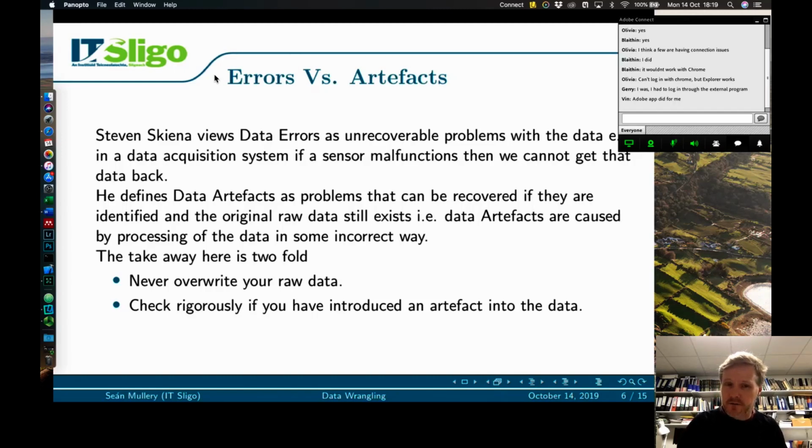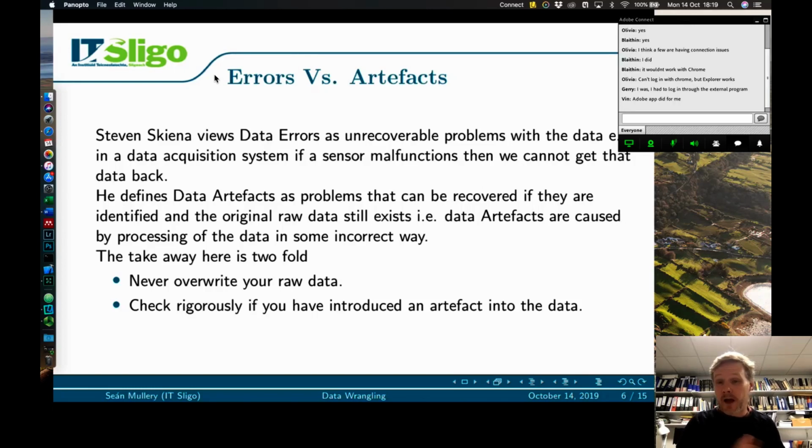On the other hand, what he defines data artifacts as is a problem that can be recovered if they are identified and the original data still exists. So if we introduce something into it by processing that we're doing, well, if we still have the original raw data, we can go back and redo that properly and get that. But if we don't have the original raw data and we do this, we can very easily introduce artifacts into the system which lead us astray and give an incorrect output.